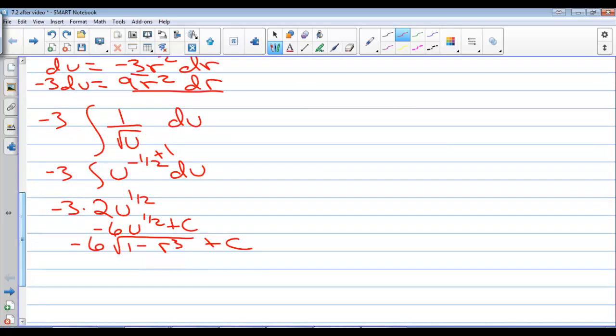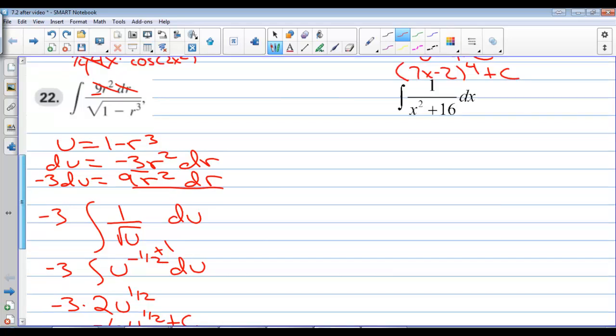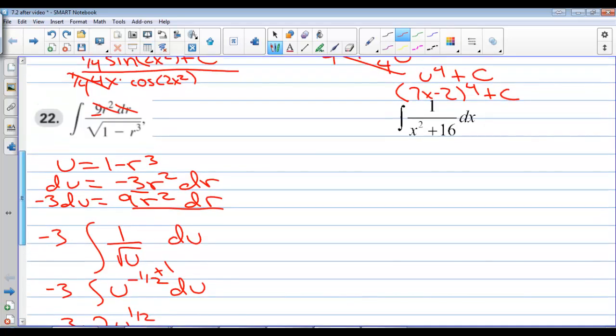A function and its derivative, that's what you're looking for. A function and its derivative. This next one, the 1 over x squared plus 16, we're going to use substitution, but it's a little different. We kind of break the rule that I just said. I said we need a function and its derivative. We don't get that in this one.